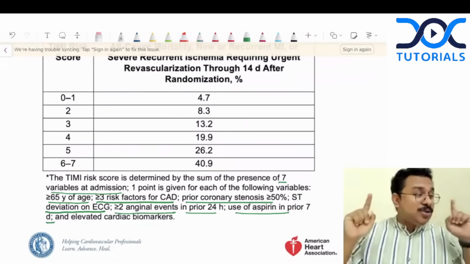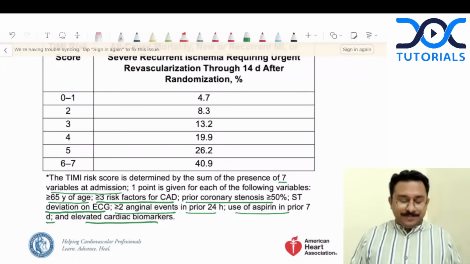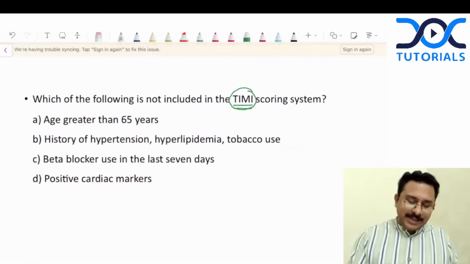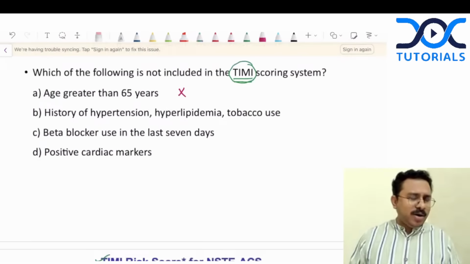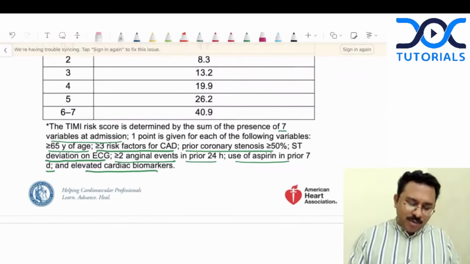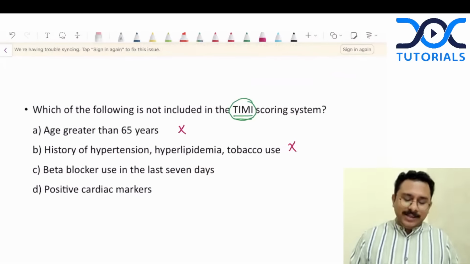Use of what? Use of aspirin in the prior 7 days and elevated cardiac biomarkers. Okay, right. Now, if you look at this, age greater than 75 is not the answer because that is included. History of hypertension, hyperlipidemia, tobacco use. Included or not? Included because I told you risk factors for CAD. They are taken into consideration. So I'm eliminating that option.